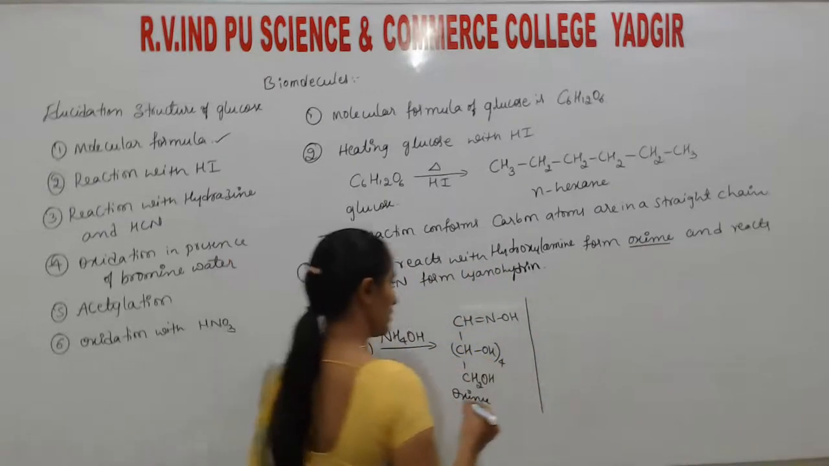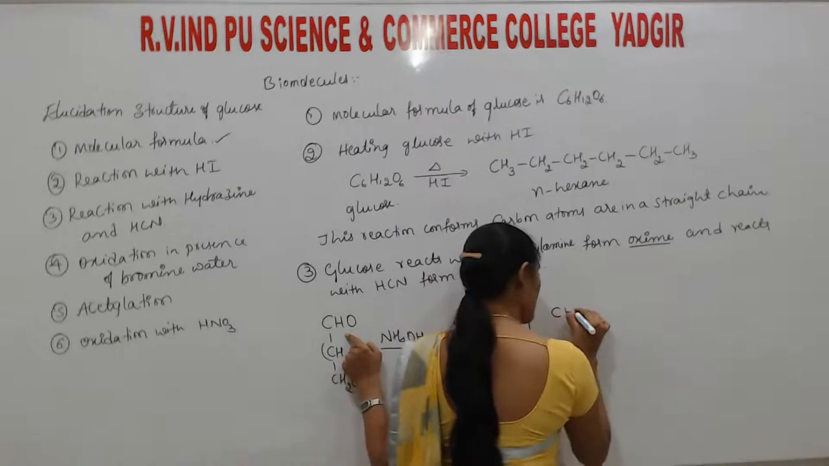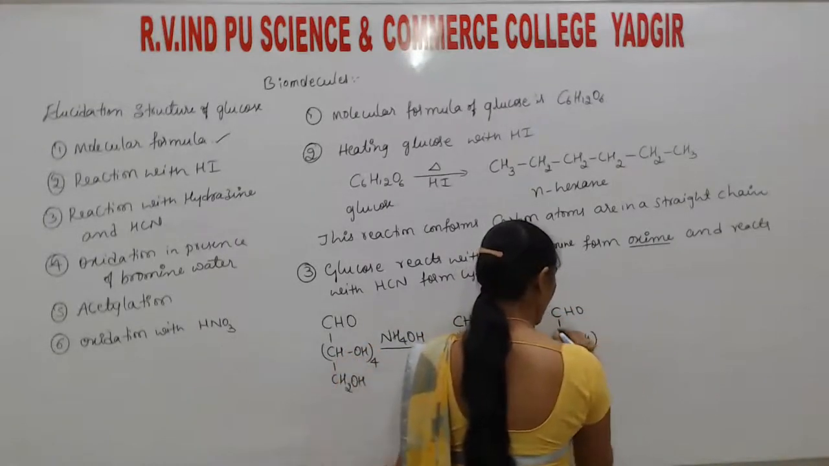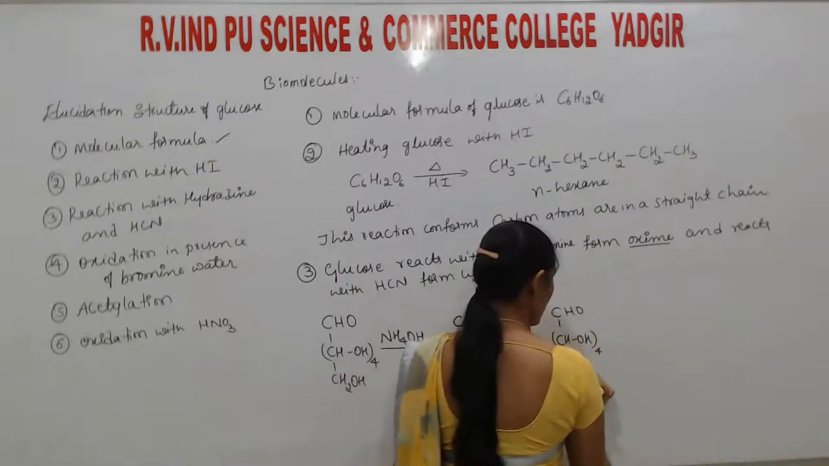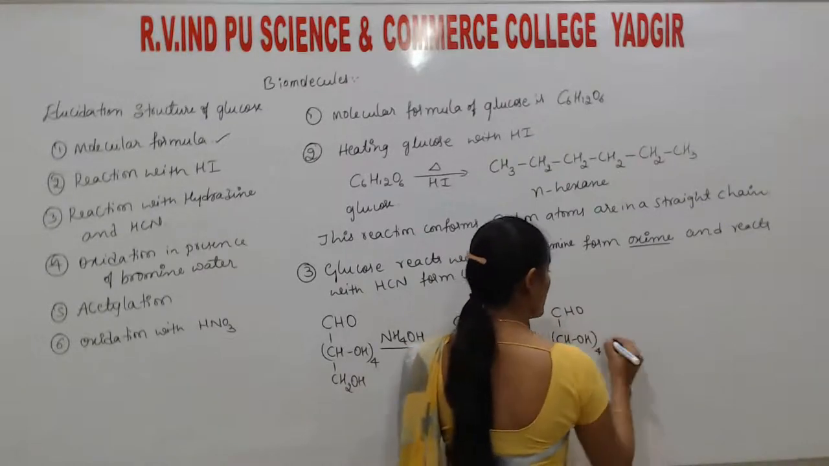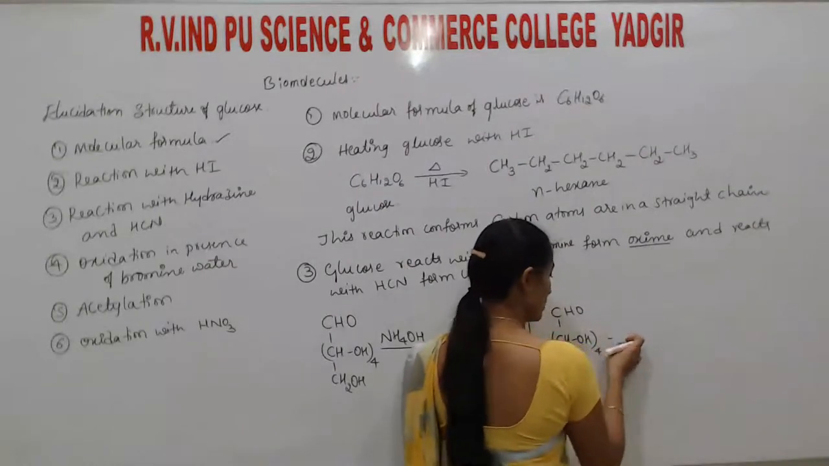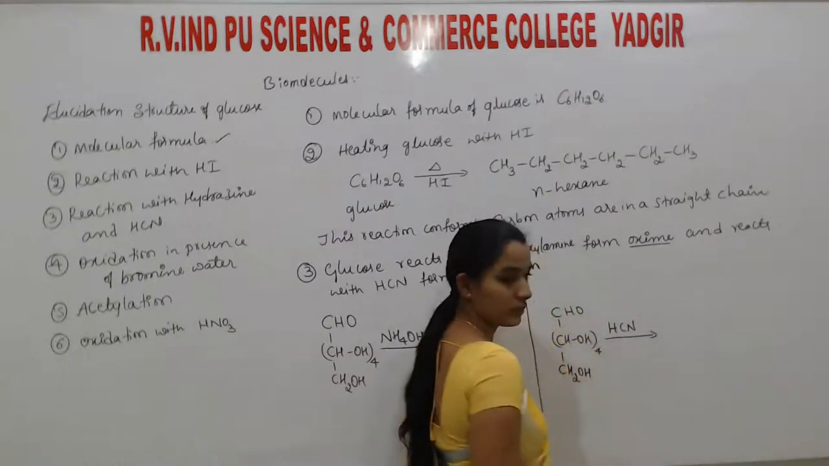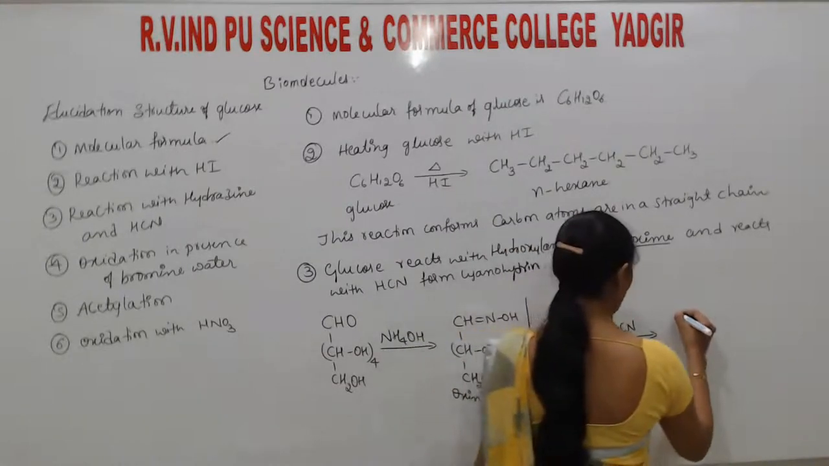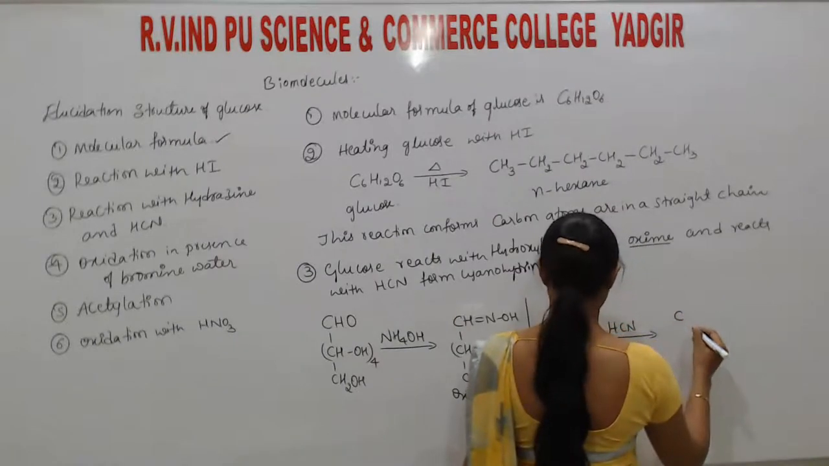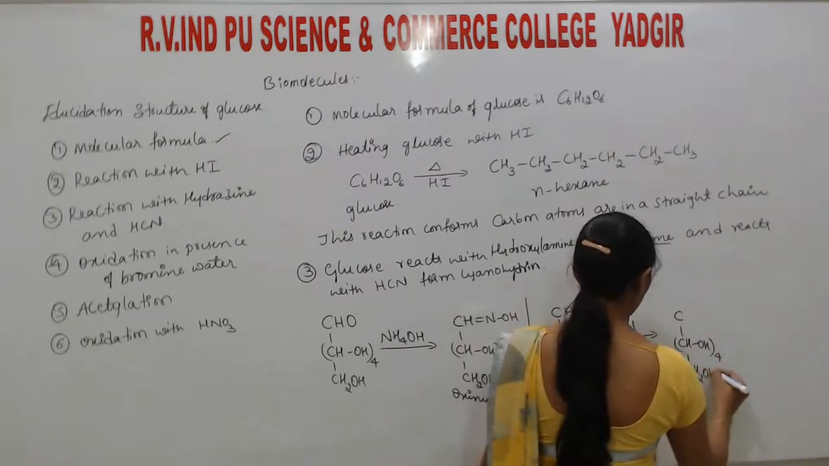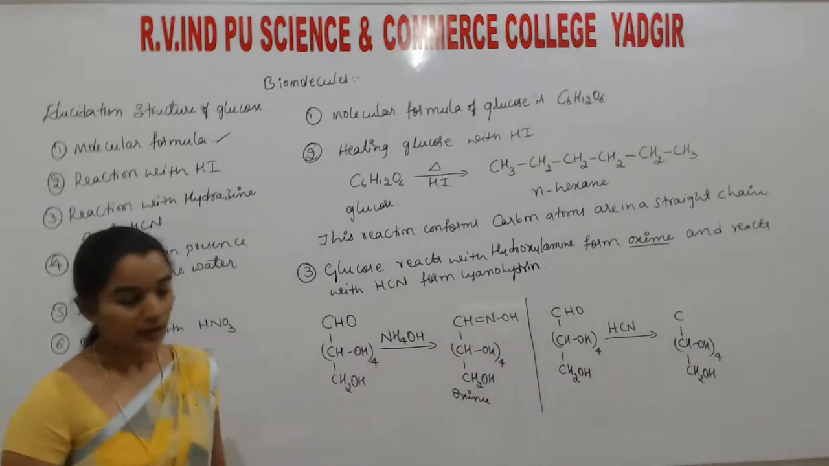Another one is what? The same. CHO, CHOH four times, and CH2OH. So when it is treated with HCN, then what happens? It forms CH(OH)CN, CHOH four times, CH2OH. They form cyanohydrin.